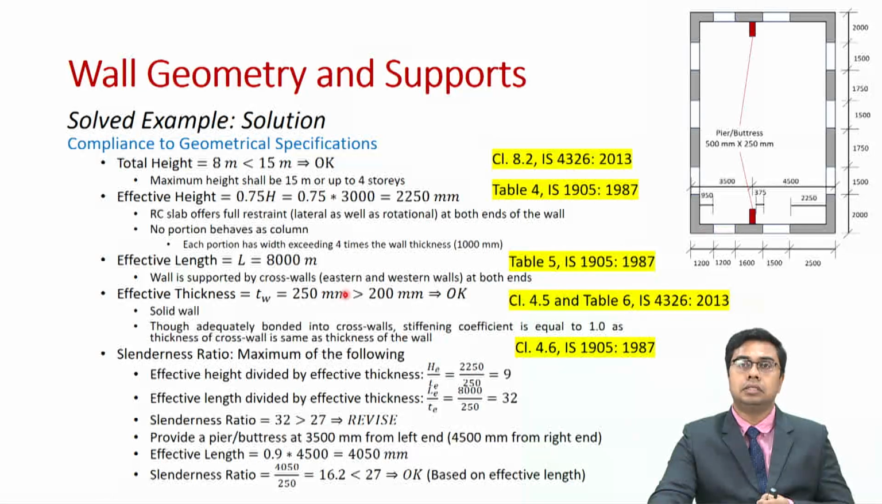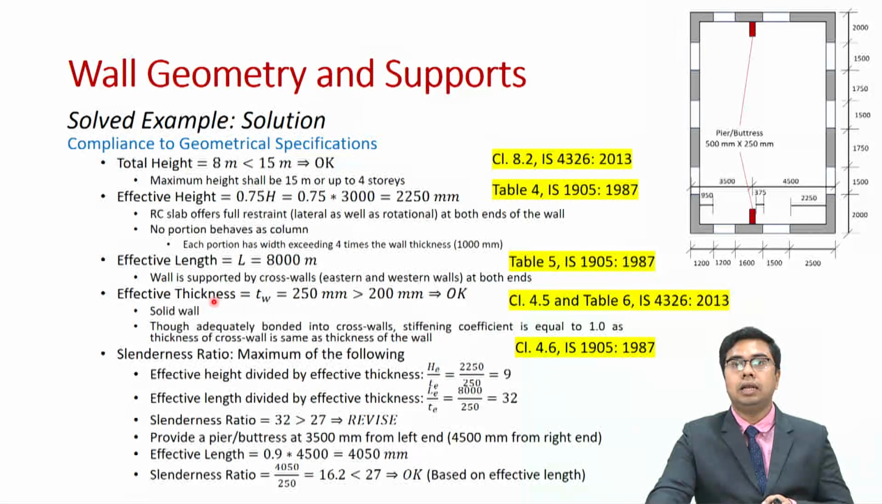which is 250 millimeters. Now we have understood that the minimum thickness of walls in case of masonry buildings should be 200 millimeters, and therefore this also follows this guideline based on clause 4.5 and table 6 of IS 4326. However, you can also build masonry walls which are thinner than 200 millimeters, but you need to apply certain additional ductile detailing guidelines into that. We have looked into those guidelines earlier. However, since in our case the wall thickness is exceeding 200 millimeters, we do not need those guidelines.